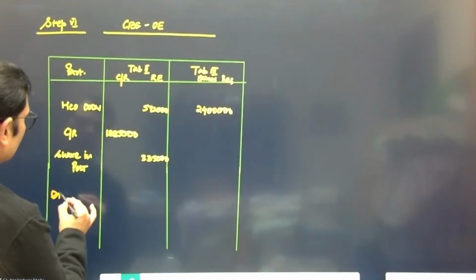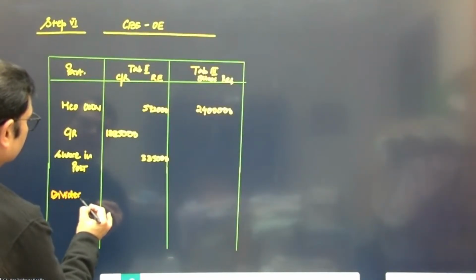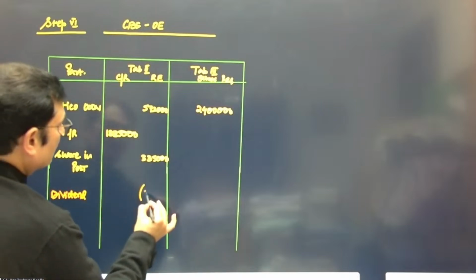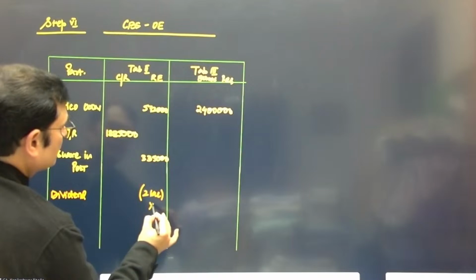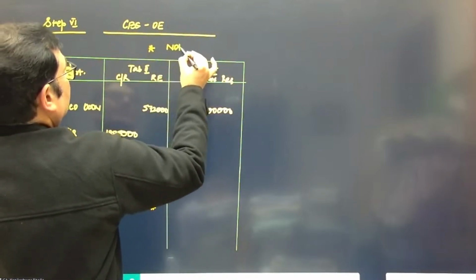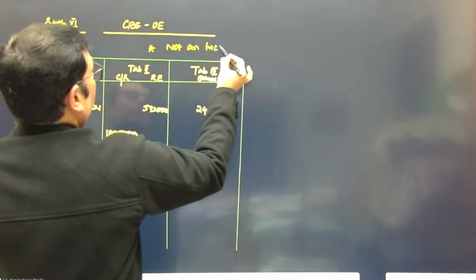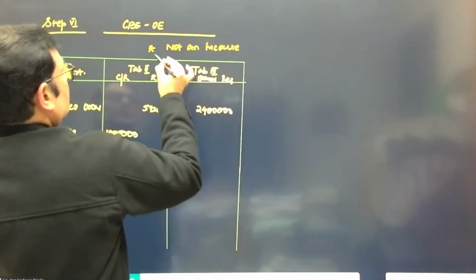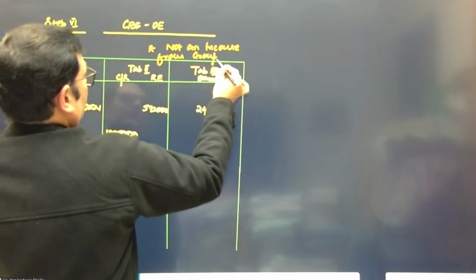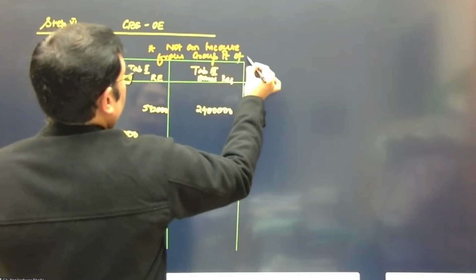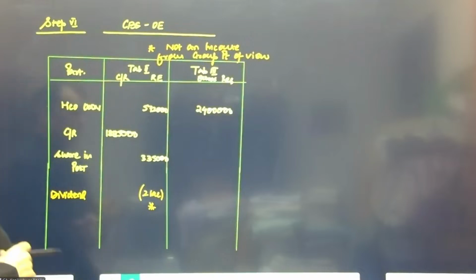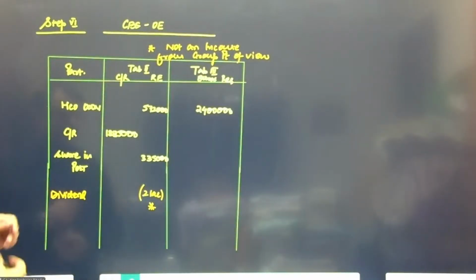So let's see what was the dividends he received. 2 lakhs was paid, 100% belongs to the parent company, eliminate this. So what we are doing in this case, we are saying it's not an income from the group point of view. There is a need to eliminate this money because it's not an income from the group perspective. I think this is done.